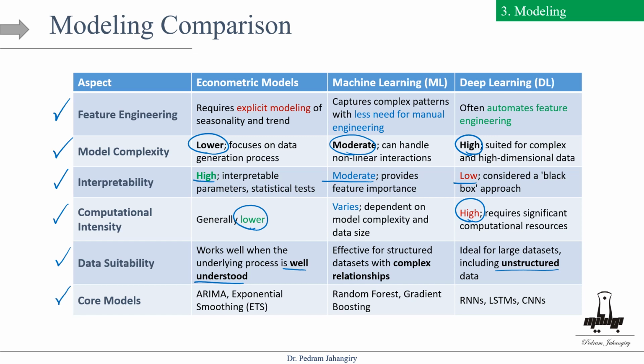So the core models that I'm going to cover in this course are, when it comes to econometrics, ARIMA and ETS models. For machine learning, I will do random forest, gradient-based, and boosting models. And for deep learning, I'm going to do RNN, LSTM, and I'll cover the CNN, right?